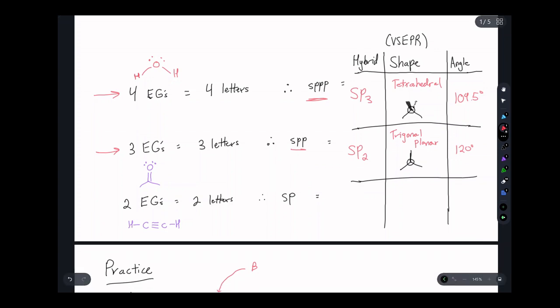Again, VSEPR is how we understand this shape, but you're only going to have to deal with 3 of these shapes in organic chemistry, which is very handy. Now, 2 electron groups, as our last situation, is going to leave us with 2 letters, or the sp hybrid. In this case, we're always going to have a linear structure.